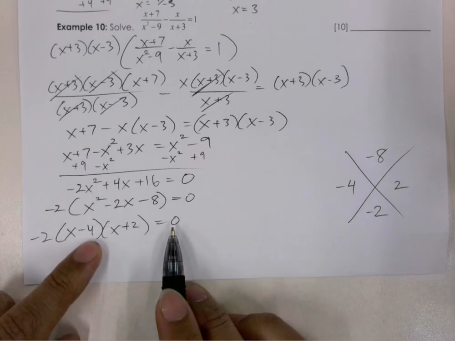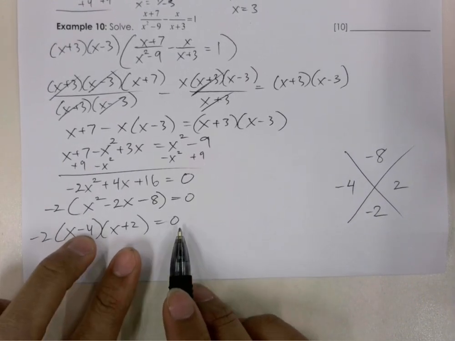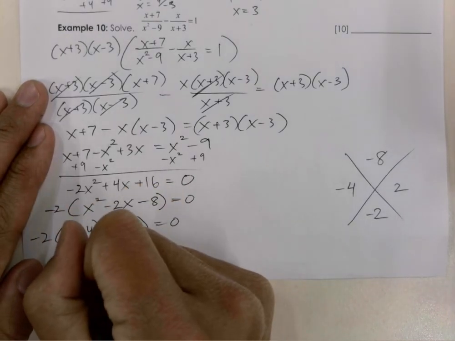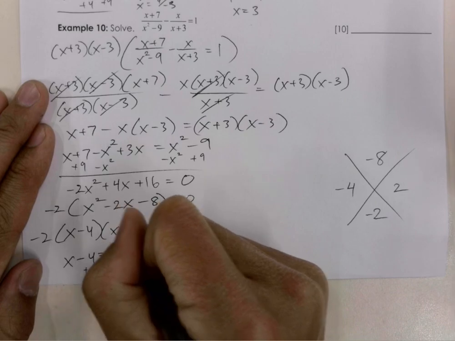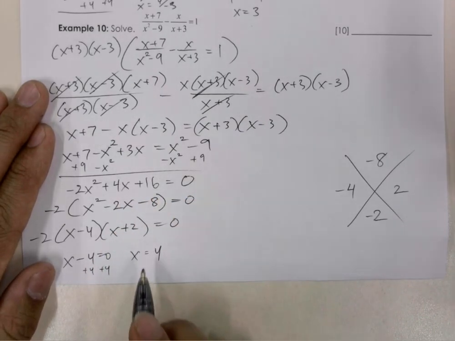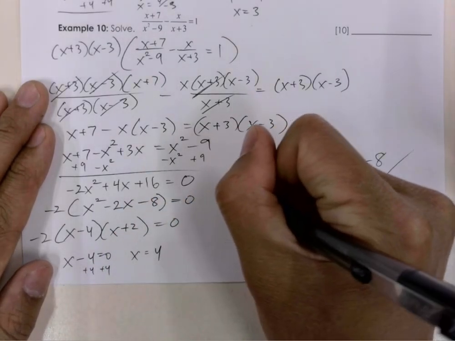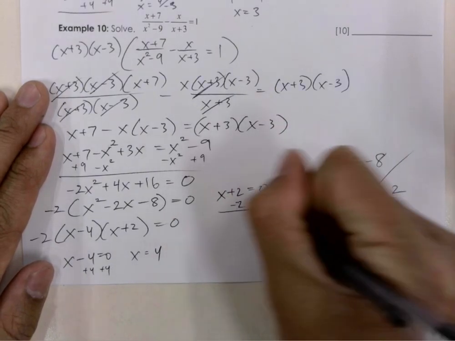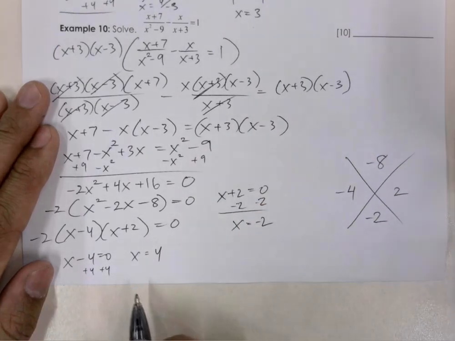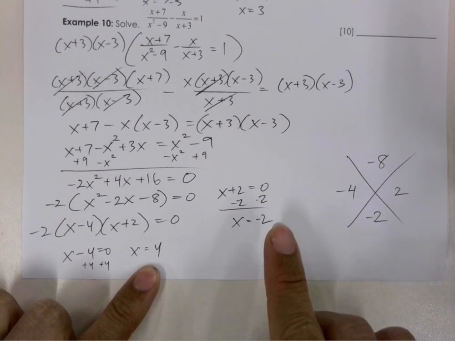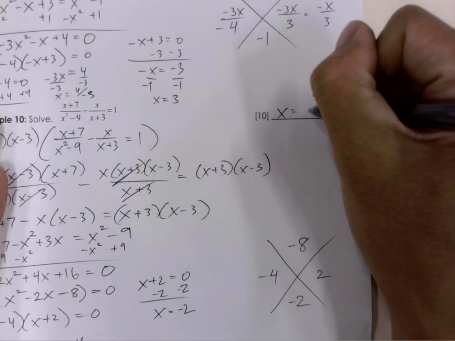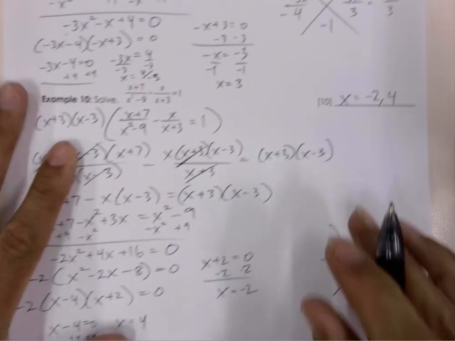And now I'm going to set my two factors here equal to 0 and solve for x. So we got x minus 4 is equal to 0. We add 4 to both sides, and we get x is equal to 4. First answer. Second answer is x plus 2 is equal to 0. We subtract 2 from both sides, and we get x is equal to negative 2. Right? So we found our two answers. x is equal to negative 2, and x is equal to positive 4, and we're done.